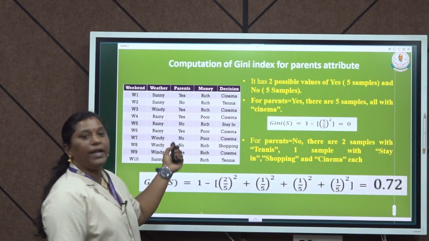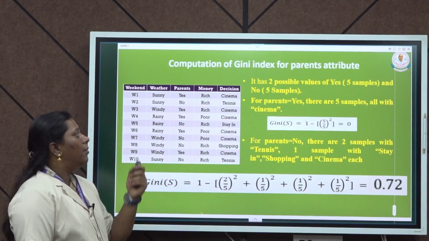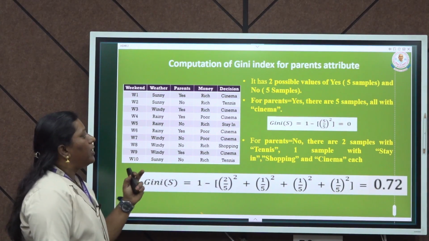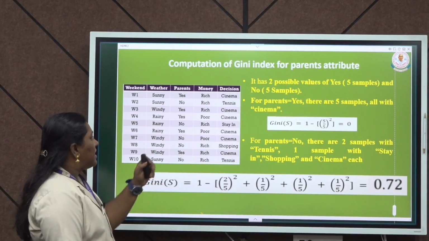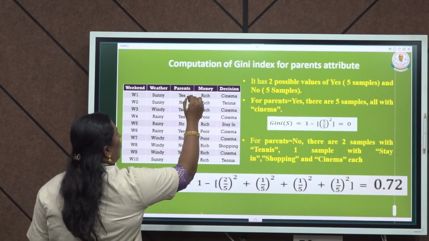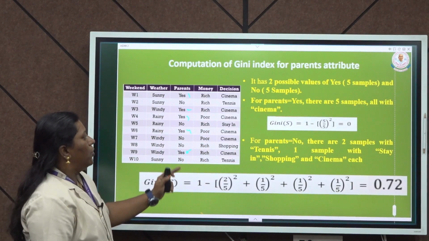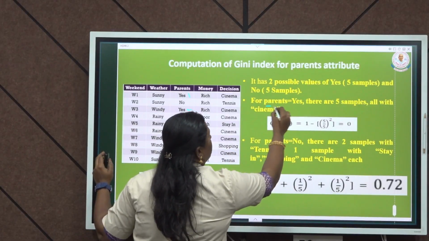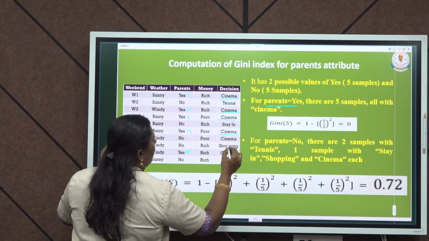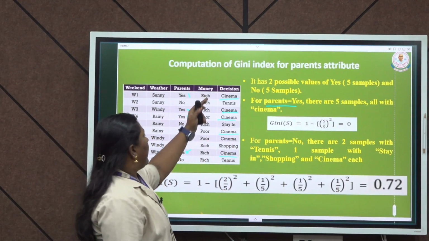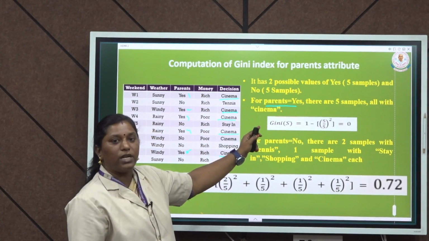Next, let us proceed to the next attribute, called parent. We are going to calculate the Gini index for the parent attribute. The parent attribute holds 2 values called yes and no, each having 5 samples. When parent is equal to yes, there are 5 samples of cinema. The entire 5 samples are associated with cinema.